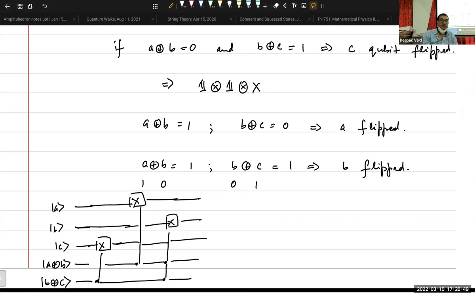Yeah, but since C is not flipped, then C will also be flipped. Which one? No, we are assuming single qubit errors, so only one qubit at most can be flipped. Somebody else can explain what he's trying to do here. Suppose qubit B has flipped. In that case, A XOR B and B XOR C both are one.